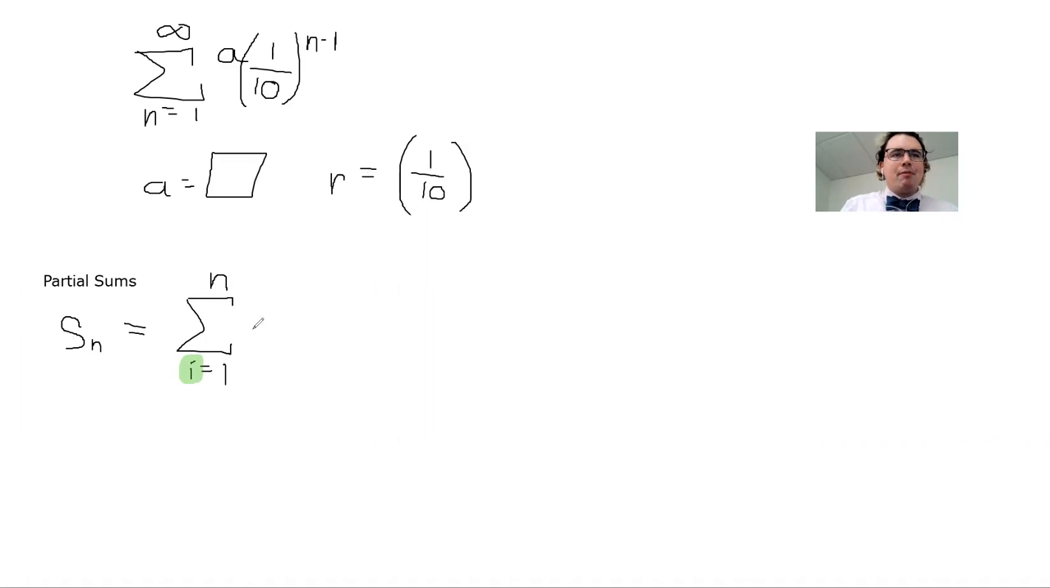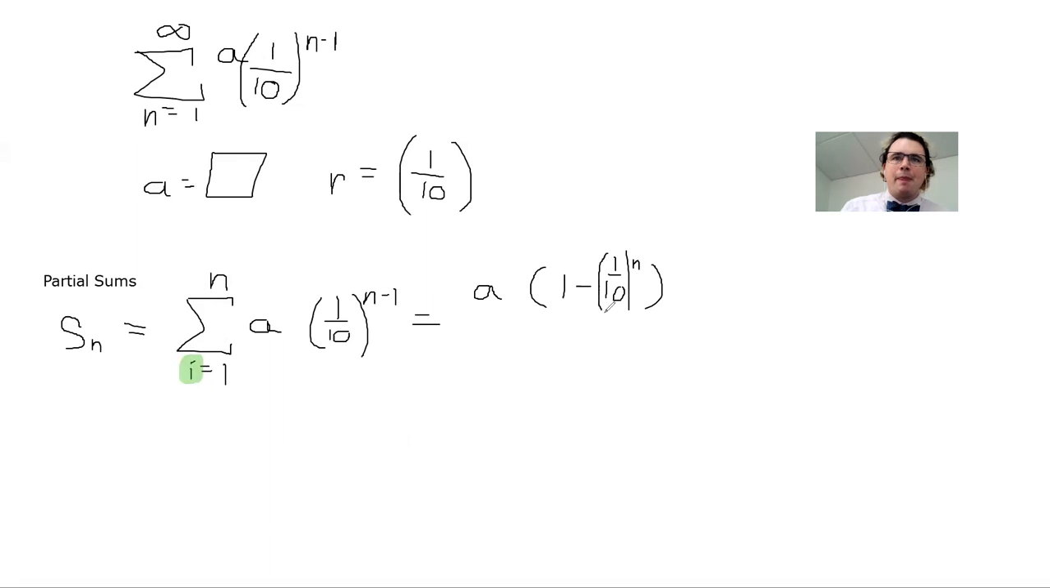So my partial sum is the sum of a times 1/10 to the power n minus 1. And just like I was saying in the previous video clip, this will always be equal to a times 1 minus 1/10 to the power n, divided by 1/10.